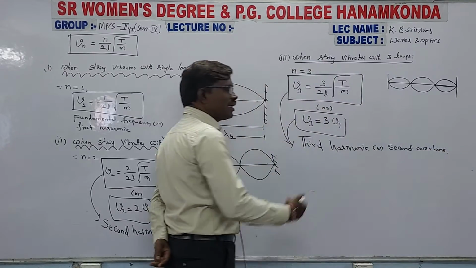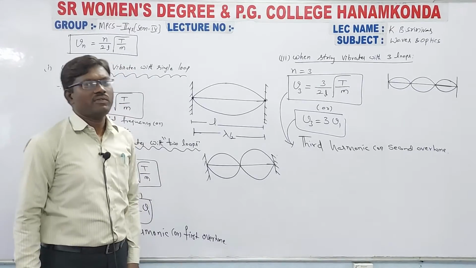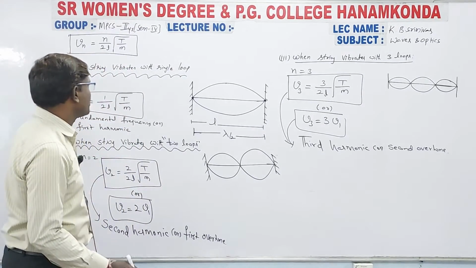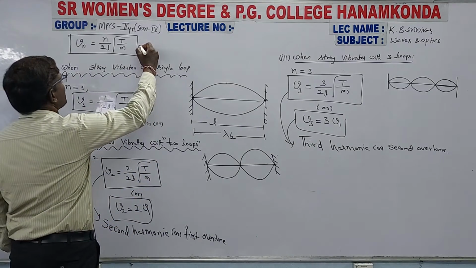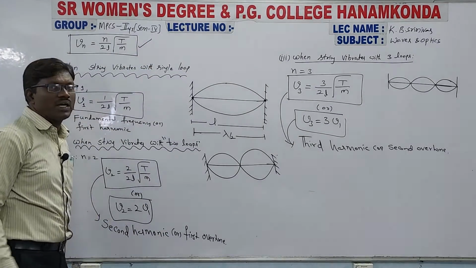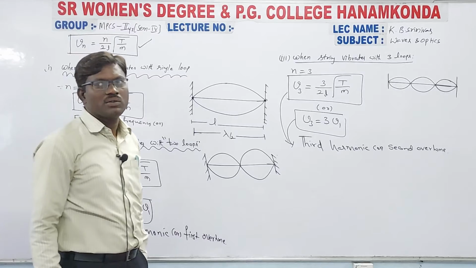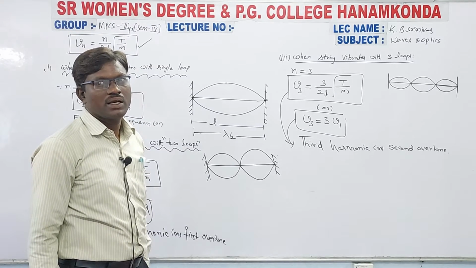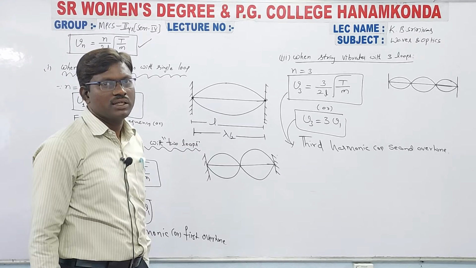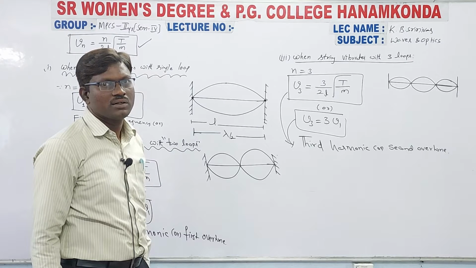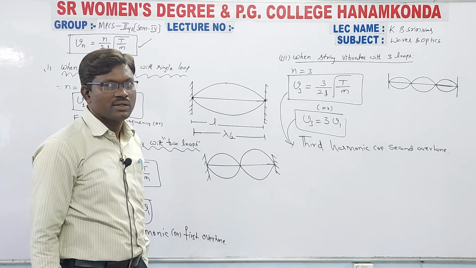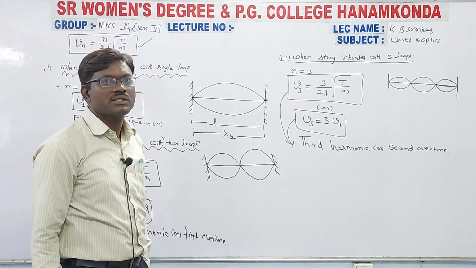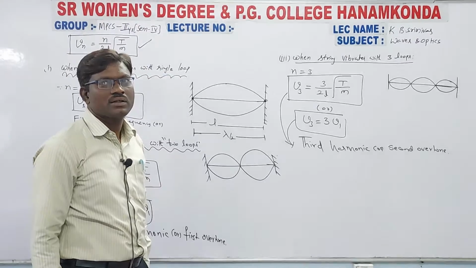In this way, we can derive different frequencies for a vibrating string. The basic expression for frequency of the vibrating string is nu n is equal to n by 2L under root of T by m. Clear? What is T? That is the tension of the wire. What is L? Length of the wire. What is m? Linear mass density of the wire.